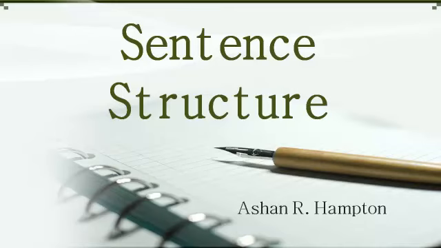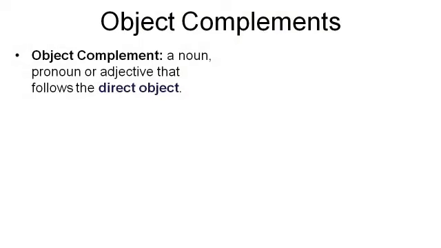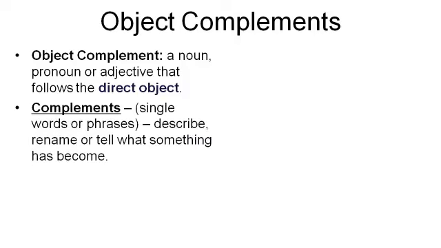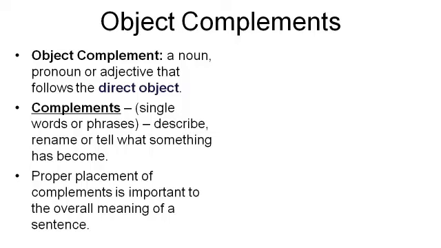Let's talk about complements. An object complement is a noun, pronoun, or adjective that follows the direct object. Complements can be a single word or a phrase. Complements describe, rename, or tell what something has become. Proper placement of complements is important to the overall meaning of a sentence.